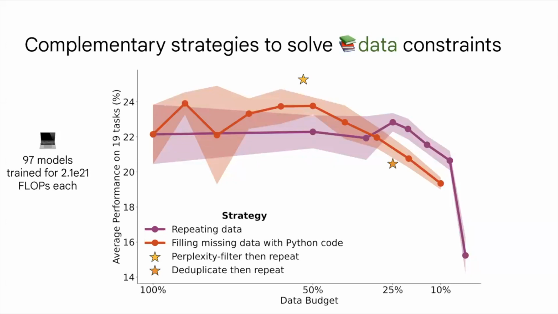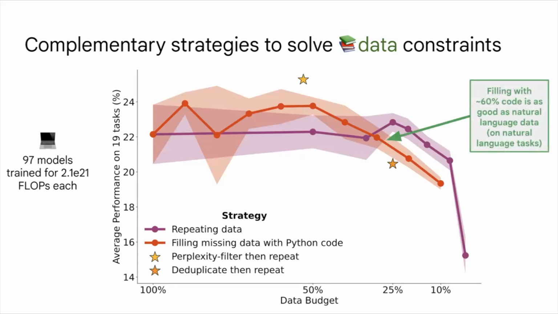And then the red line corresponding to filling the missing data with Python code, it starts off the same at the beginning, of course, because in that case we're not doing any filling. But even then, as we have less and less data available, the performance remains roughly the same, suggesting that we can fill up with, say, 60% of code, and the performance is still just as good as if we would have had that much unique natural language data. And the benchmarks that we use here are all natural language tasks, like Winograd schemas, COPA, and so on. So that's quite surprising. We're not benchmarking any code tasks.